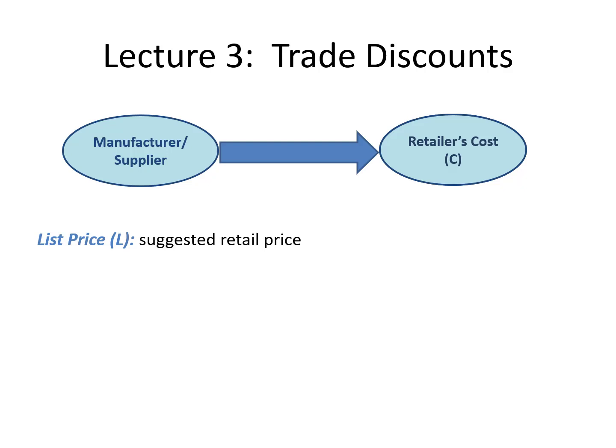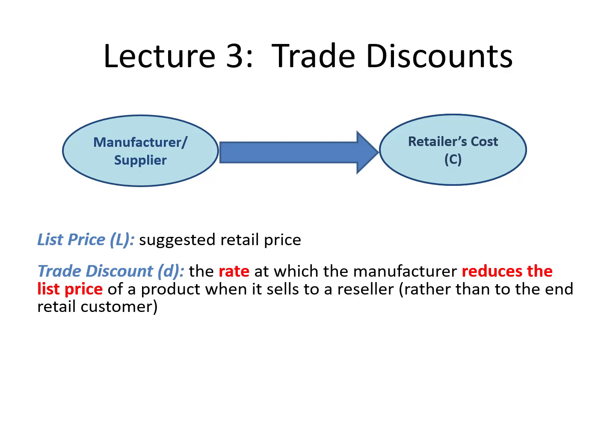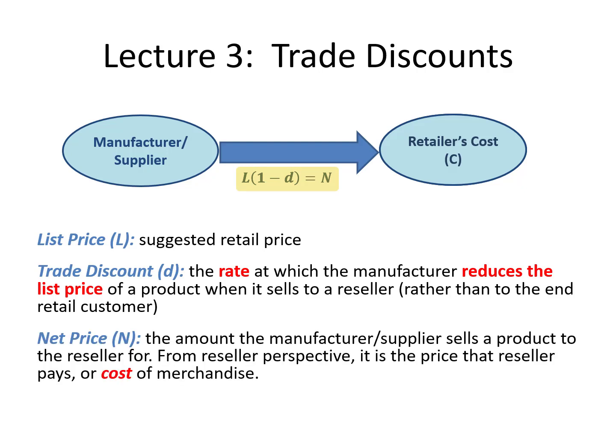Of course, they're not going to be selling it to the retailer at that list price. That list price is for the final customer. Instead, they charge the retailer that list price minus a trade discount. That's the rate at which the manufacturer reduces the list price of a product when it sells it to a retailer. So there's a reduction to the list price by that discount so that the retailer ultimately gets the book at a lower cost. And we do that calculation for the cost of that retailer as the list price times 1 minus the discount, a percent change. And we call that price the net price. So we have another new term here.